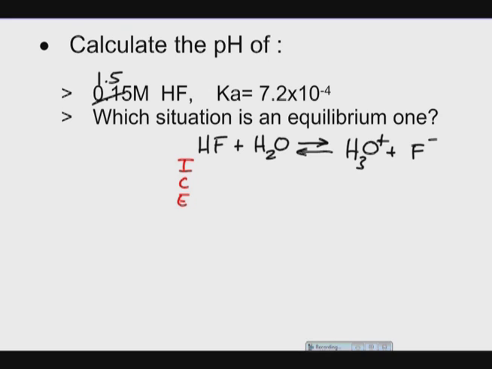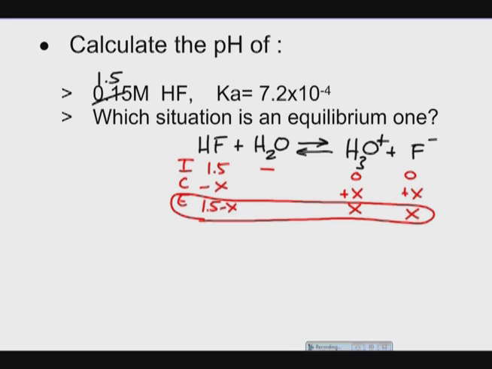So we have to look at where do we start? Well, we have a 1.5 molarity solution. Again, water isn't going to count. No products yet. Now, the difference in comparison is in this particular case, the change, it will decrease, but we don't know by how much because it's an incomplete ionization. So at equilibrium, we'll have 1.5 minus x. These will have to increase by x and by x. So here are our equilibrium values.